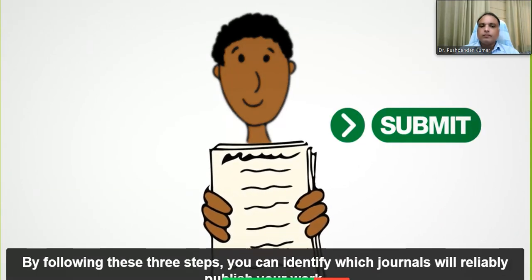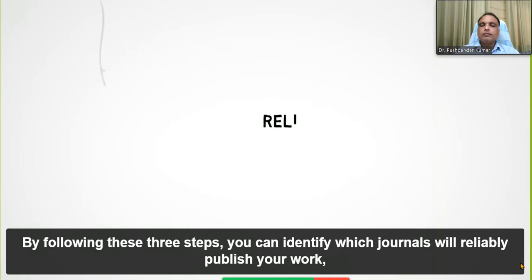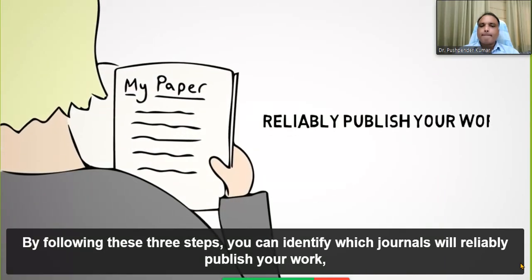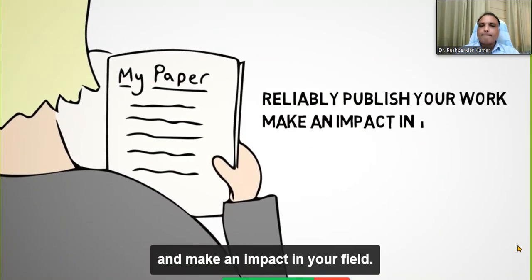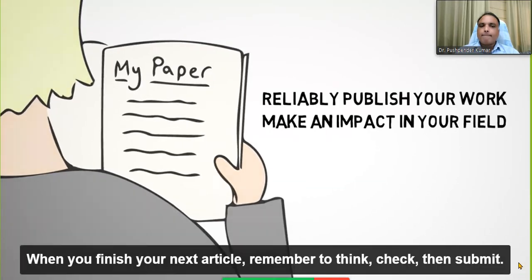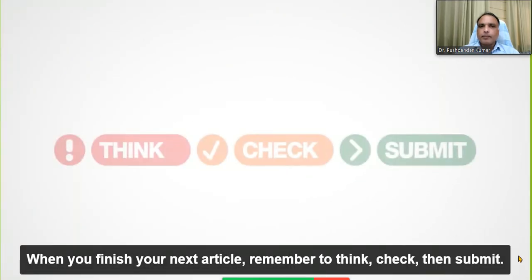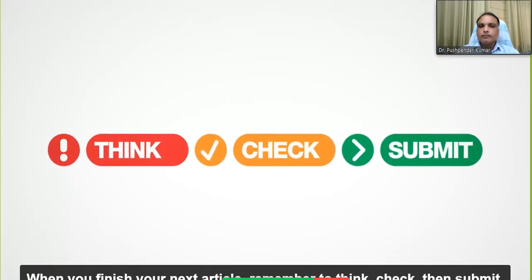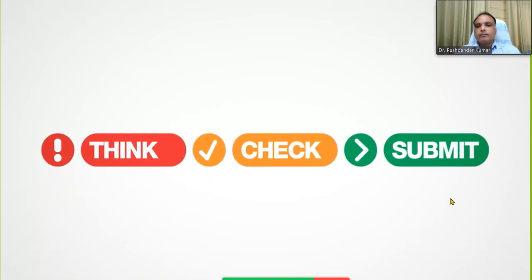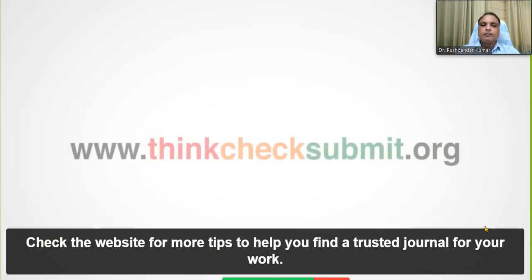By following these 3 steps, you can identify which journals will reliably publish your work and make an impact in your field. When you finish your next article, remember to think, check, then submit. Check the website for more tips to help you find a trusted journal for your work.